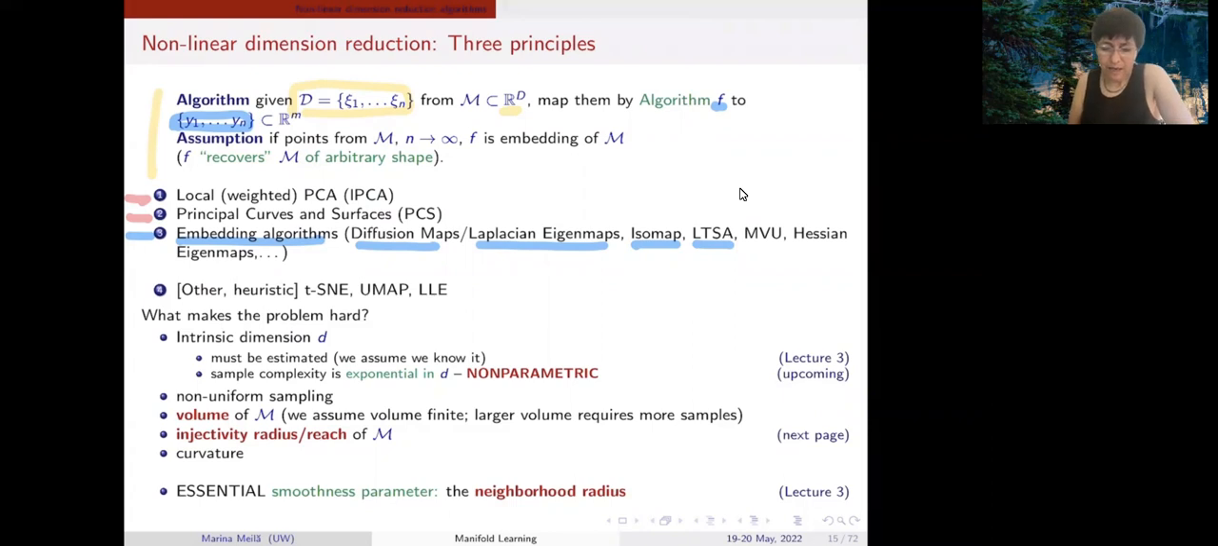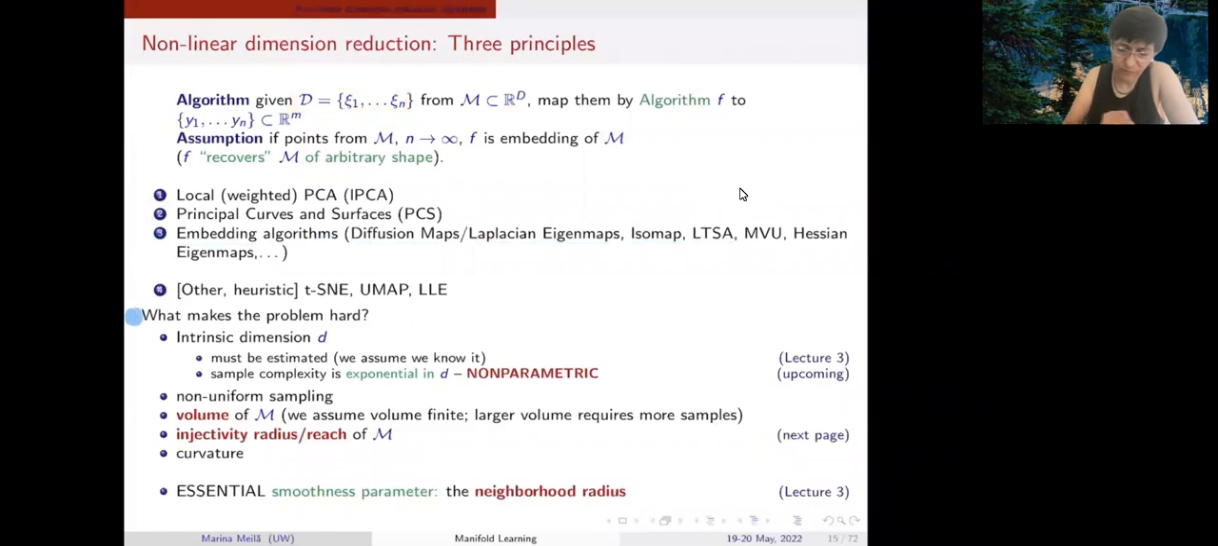Okay. Now, before we go into studying the algorithms, let's look at what makes the problem hard. First of all, we don't know the intrinsic dimension D. So we have to estimate it somehow. In this course, we are going to assume that it is known.